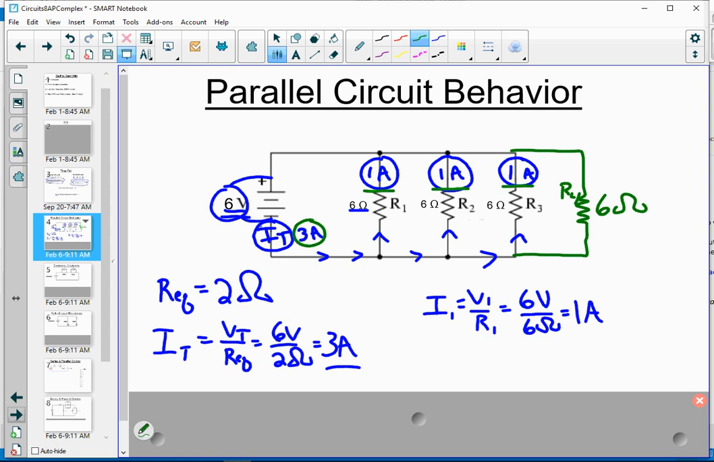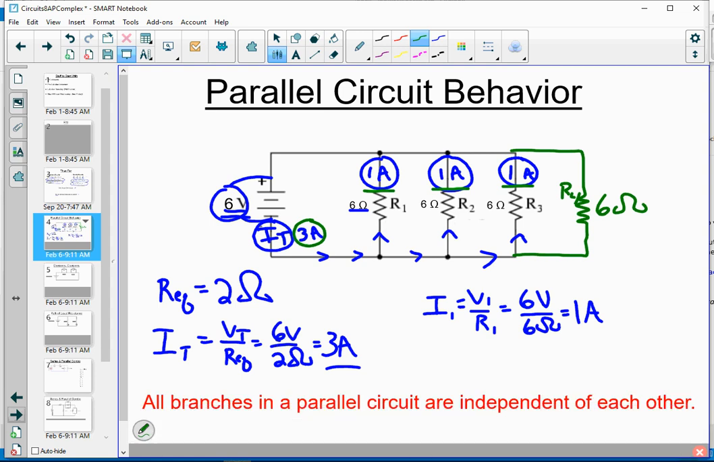Well, it turns out, as previously stated, and I'll reveal, all branches in a parallel circuit are independent of each other. Not in a series circuit. All of those resistors are highly dependent upon their neighbors in a series circuit. But in a parallel circuit, when you add or remove a branch, it should not and does not affect the behavior, current, or potential difference of any of the other remaining branches.